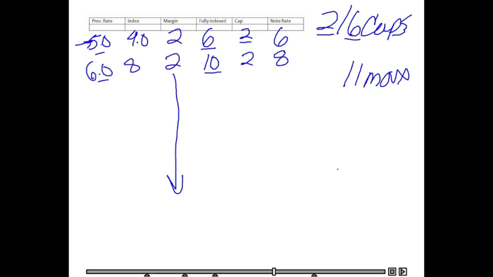So let's do another one. That 8% now becomes our previous rate. Let's say this year the index stays the same. At the end of this adjustment period, the index is still 8%. Our margin stays the same, so our fully indexed rate also stays the same. Our fully indexed rate is now 10%. Our 2% cap is also going to remain the same throughout the life of the loan.